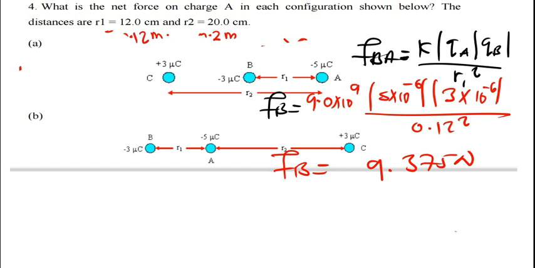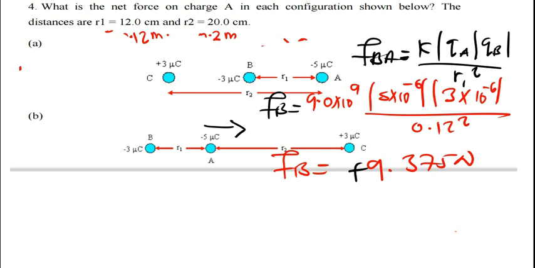So we are interested in A and B. This is negative, that is negative. What do we expect? This guy is going to repel. So A will be repelled and A will be moving in that direction. That direction is positive.